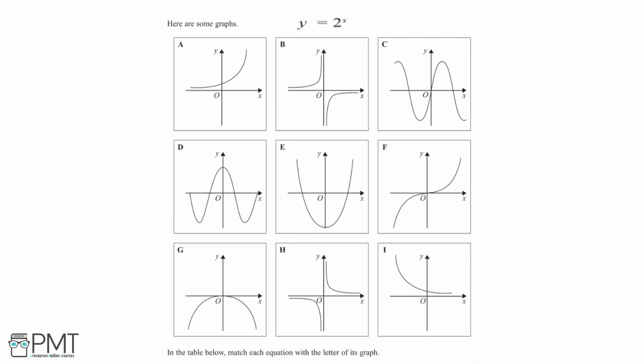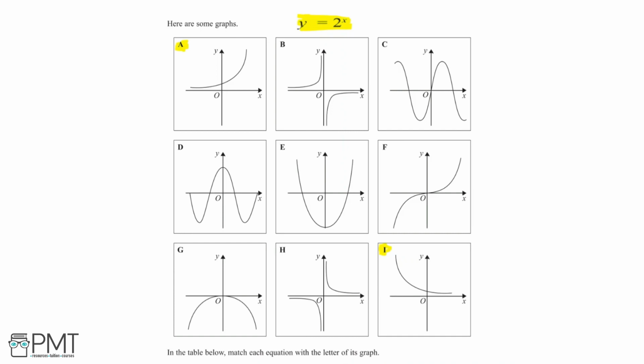And now the next equation in our table is y equals 2 to the power of x, which means we're looking for an exponential graph. So now looking at the examples below, we can see that graph A and graph I are the 2 examples of exponential graphs out of the 9 graphs we have. So now we need to decide which one represents y equals 2 to the power of x.